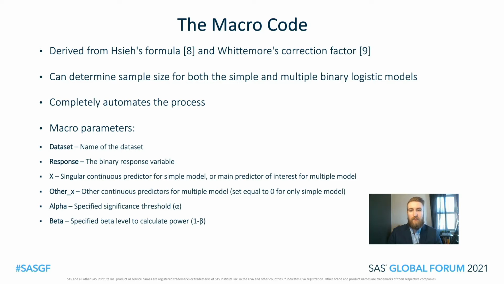The macro itself takes several parameters, one being the data set, which is the name of the data set; the response, which is going to be your binary outcome variable; x, which will be a singular continuous predictor variable for the simple model, or if you're doing the multiple variable model, it will be the main predictor of interest; other x, which is the other continuous predictors if you're doing the multiple model. If you want to just do the simple model, you have to set it equal to 0. Alpha, which is the specified significance threshold, and beta, which is the beta level to calculate power.